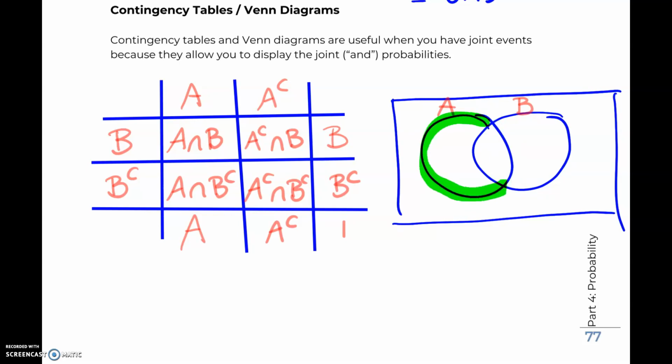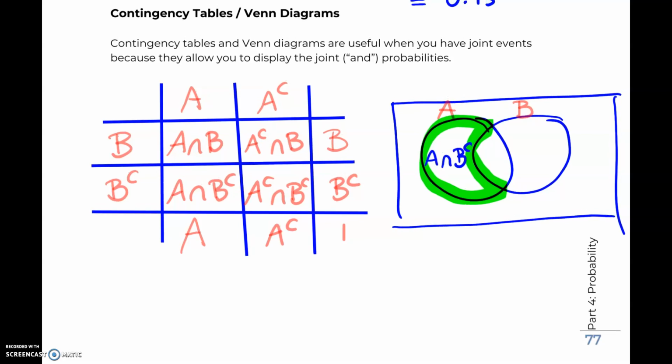So when we're inside the A circle, but outside the B circle, we call that A and not in B. So A and B complement. The intersection of the two is A and B. And then the side over on the right, where we're inside the B, but not inside A, would be our intersection of A complement and B. And then the last portion we have is the outside portion, which is outside A, so not in A and not in B.